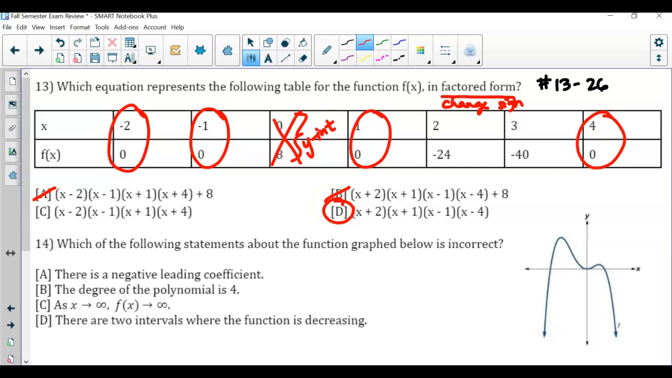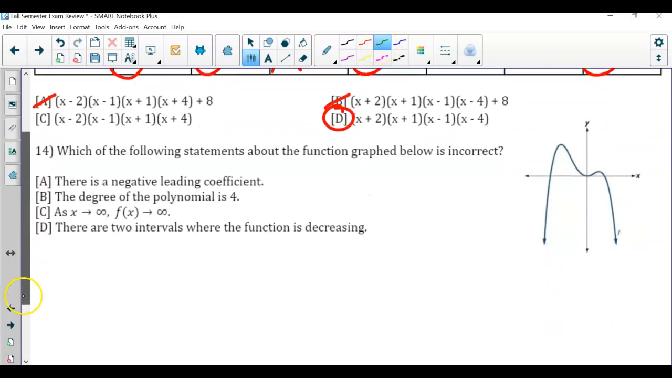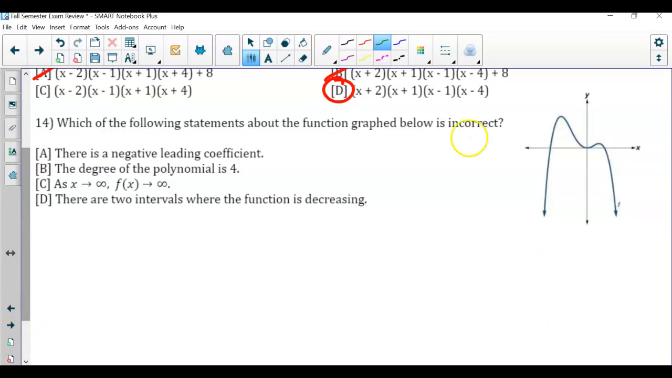In question 14, we're looking to see which of the following statements about the function is incorrect. So we're looking for which statement is false. A, there's a negative leading coefficient. Notice how both ends are pointing downward towards negative, making this a negative leading coefficient. So this statement is true.